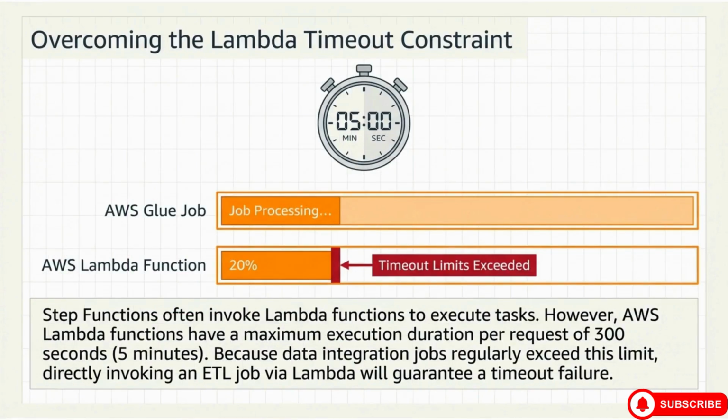AWS Lambda functions are limited to a maximum execution duration of 5 minutes per request. While Lambda works extremely well for lightweight, event-driven tasks, long-running ETL jobs often exceed this limit. Directly executing heavy AWS Glue transformations from Lambda can therefore lead to timeout failures. This limitation introduces the need for asynchronous orchestration patterns that separate job execution from monitoring responsibilities.